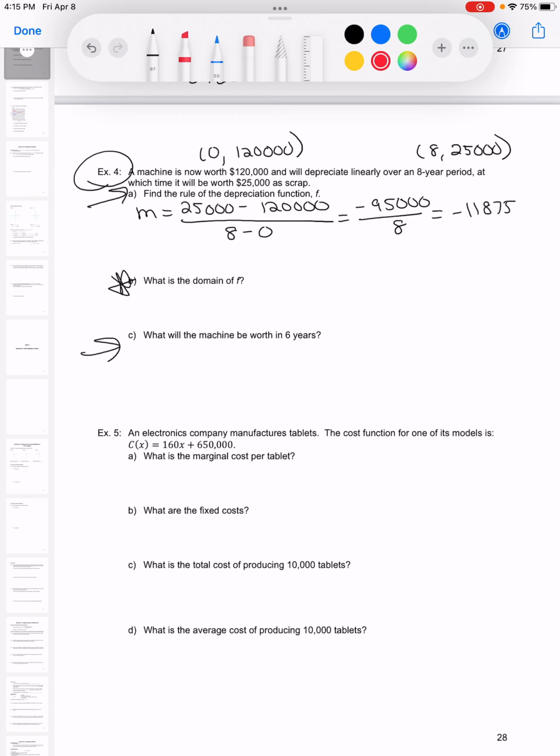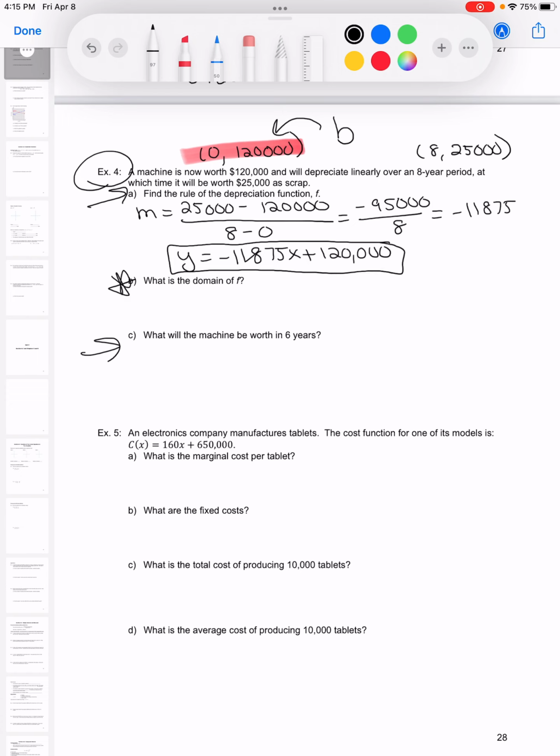And then again, remember, if you're given a 0 up here, if you're given when X is 0, then the shortcut is you're given B. That is the y-intercept. So I've got my equation. I'm going to come back to B.